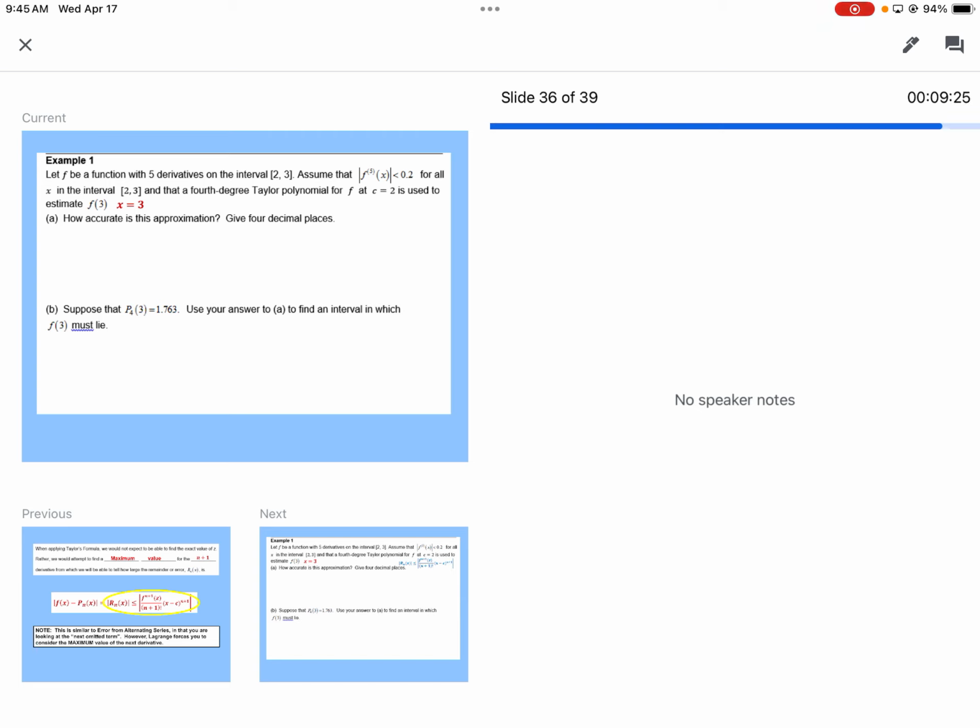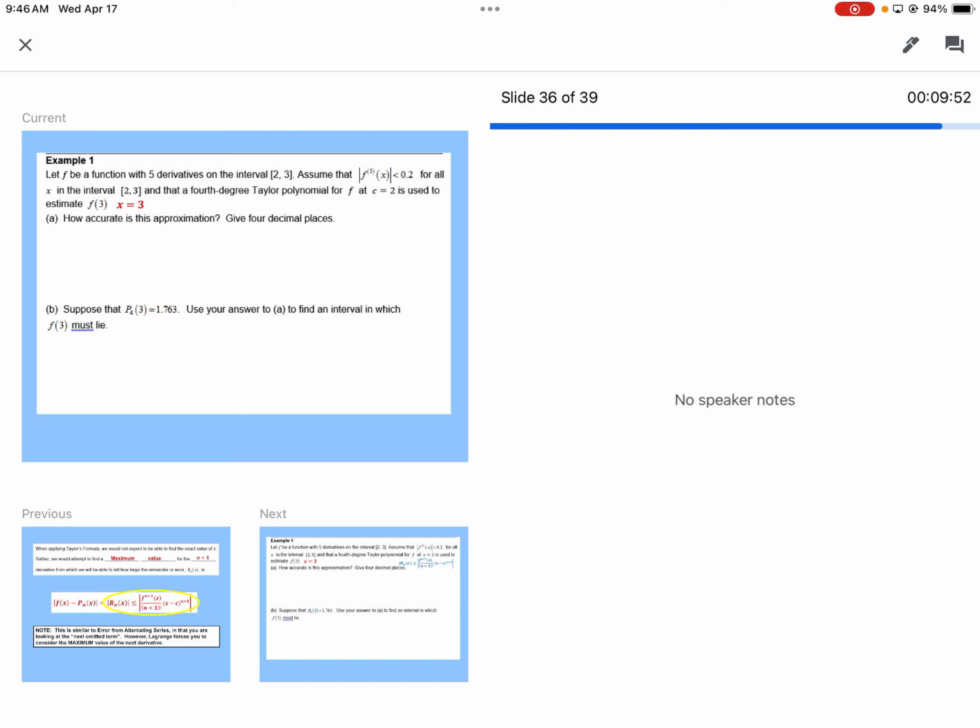And we would like the 4th degree Taylor polynomial for f at c equals 2 is used to estimate f of 3. All right, do we remember how to find a 4th degree Taylor polynomial? You do 4, right? Yeah, we need to do 4 derivatives, yeah? All right, so we don't actually have to write the 4th degree Taylor polynomial, do we?